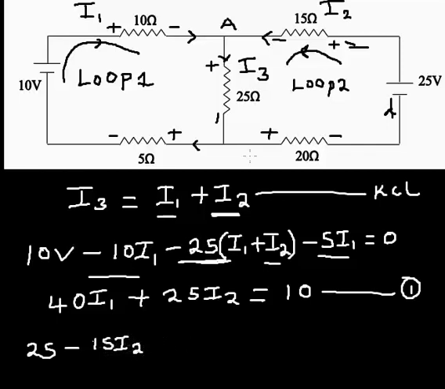Then I enter into the branch where I have 25 ohms. That's still from positive to negative, another voltage drop. That's going to be minus 25, of course multiplied by the current I3, which we already know is the sum of I1 and I2.